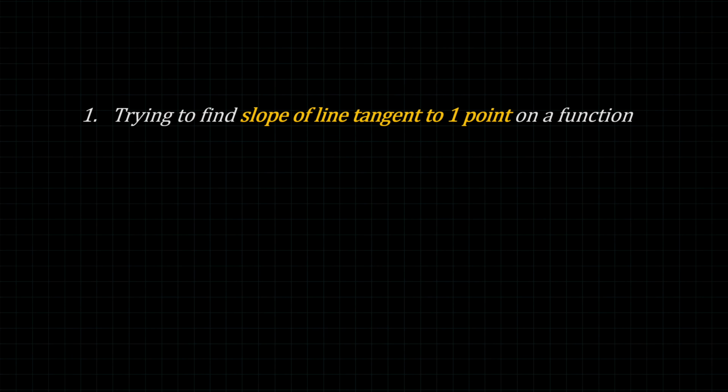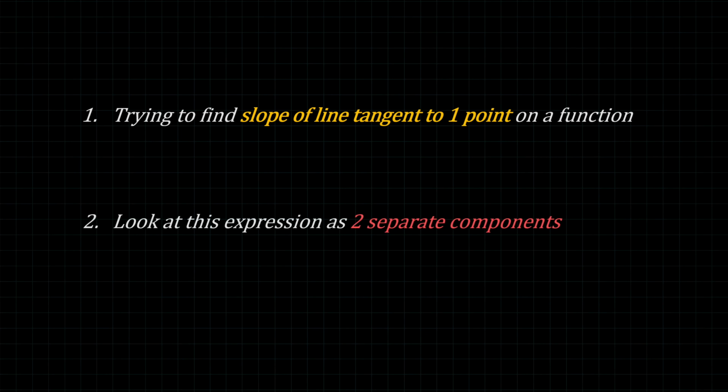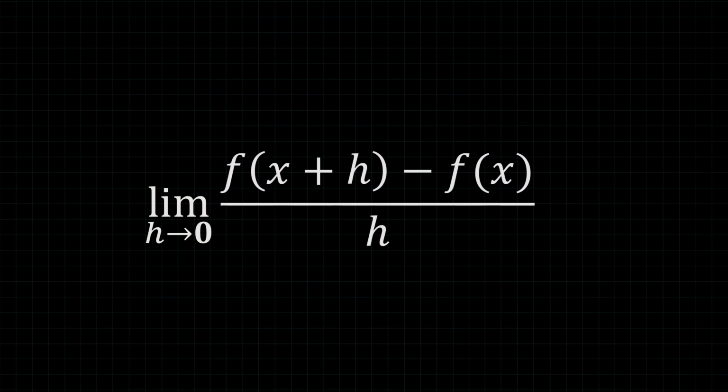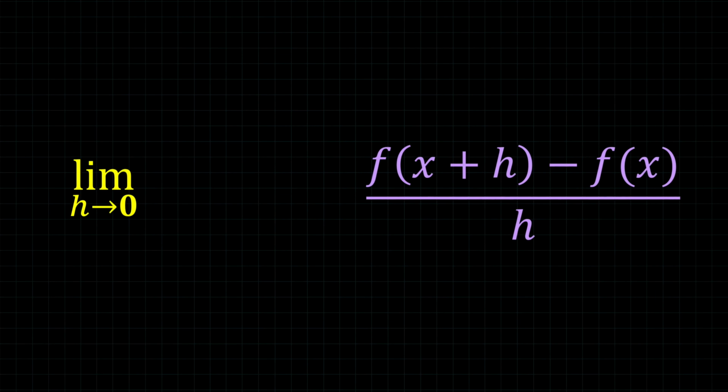And second, although it might look like one big expression, there are actually two parts to this expression that, when combined, help us achieve the goal of finding the slope of our tangent lines. So it's better to look at it as two separate components. What we'll do in this video is take this definition of the derivative and break it down into two separate components and look at them separately. We'll look at the limit as h approaches 0, as well as the fraction of f of x plus h minus f of x all over h. We'll first take a look at the right-hand side.